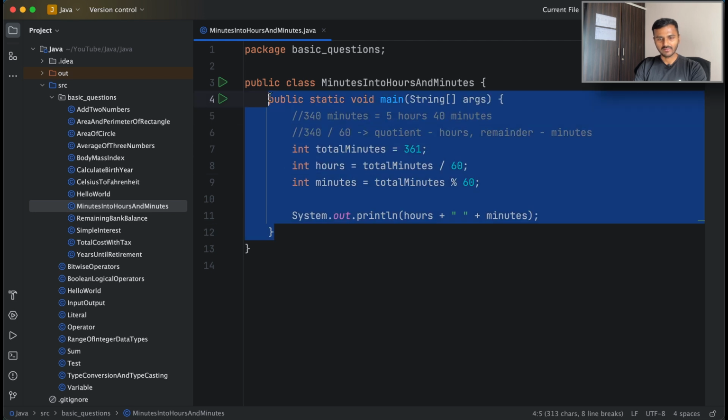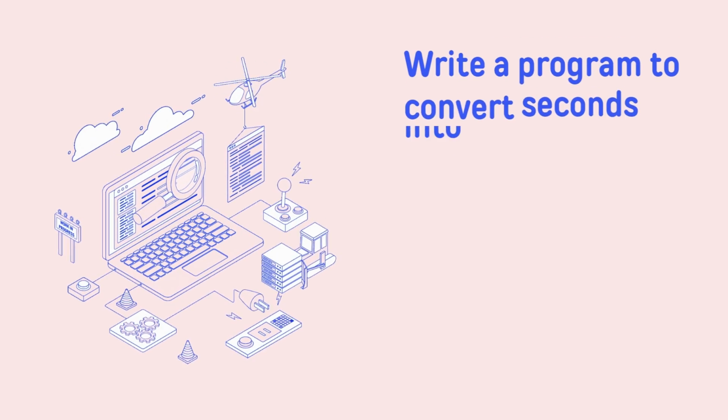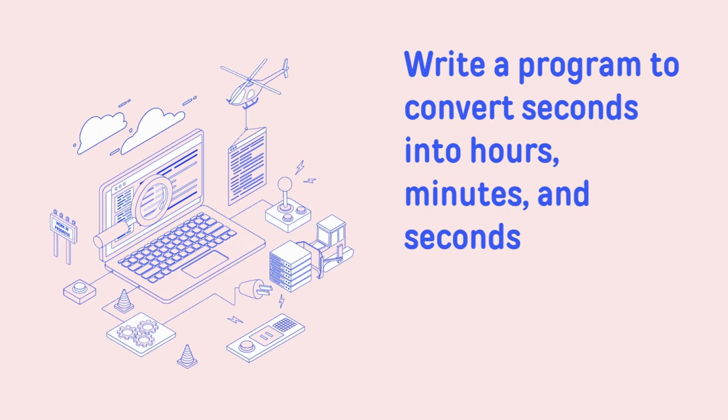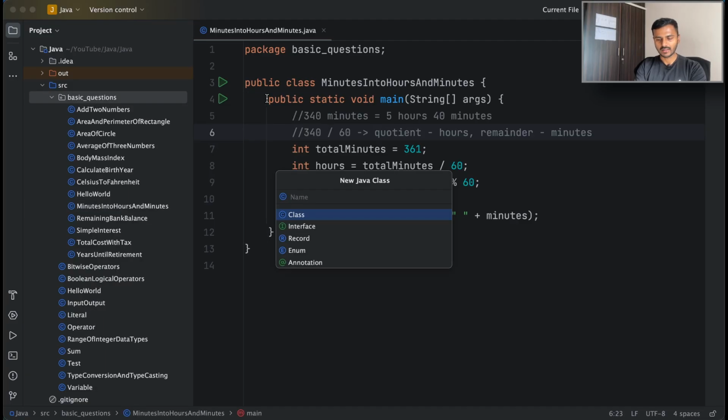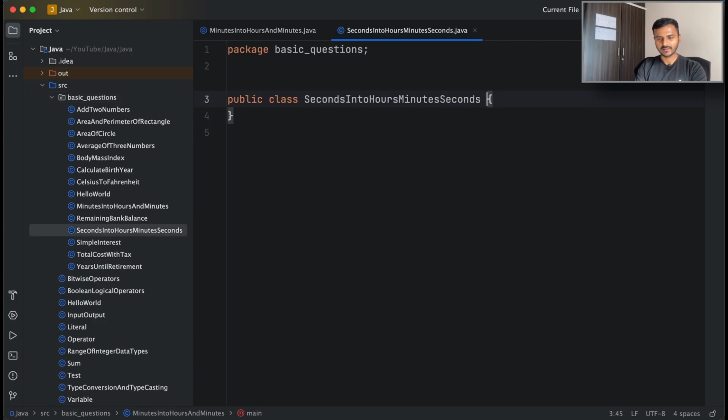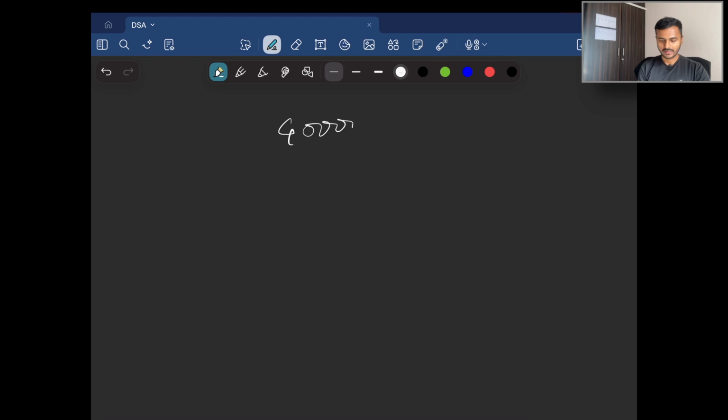Now let's take this a level up and calculate the number of hours, minutes and seconds given the number of seconds. So for that, let me first of all create a Java class and name it SecondsIntoHoursMinutesAndSeconds. And let's also have a main method. Now, first of all, let's figure out the formula for this. So let's say we have got 210 seconds, or let's take a bigger value. Let's say we have got 40,000 seconds.